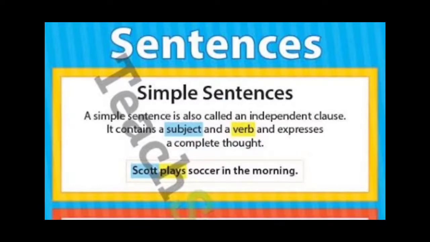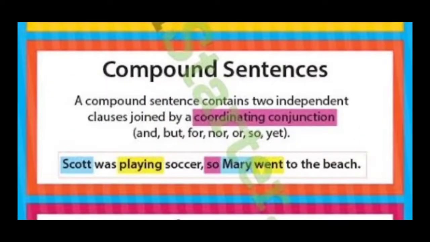The next type is compound sentences. A compound sentence contains two independent clauses joined by a coordinating conjunction like and, but, for, nor, or, so, yet, and its acronym is FANBOYS. Look at the example here. As I told you, a compound sentence contains two independent clauses joined by a coordinating conjunction like and, but, for, nor, or, so, yet.